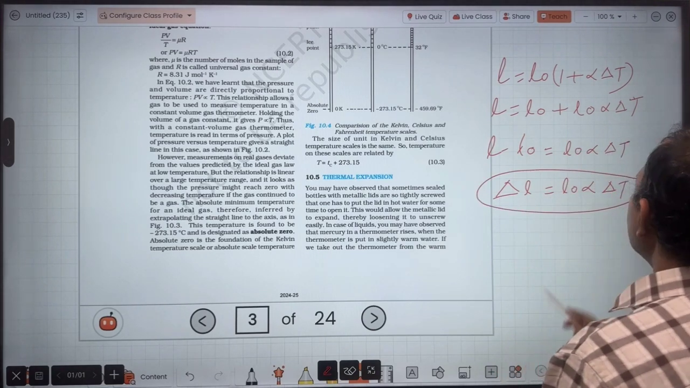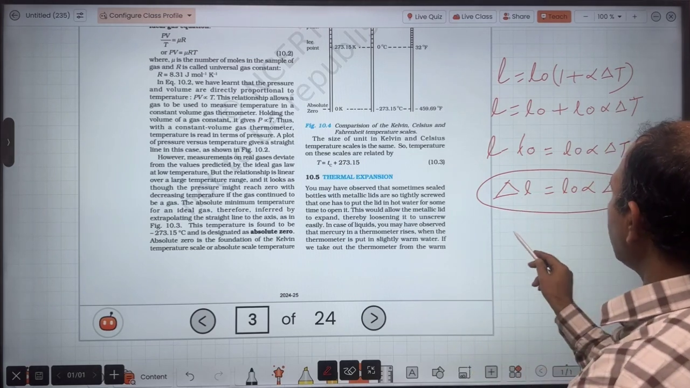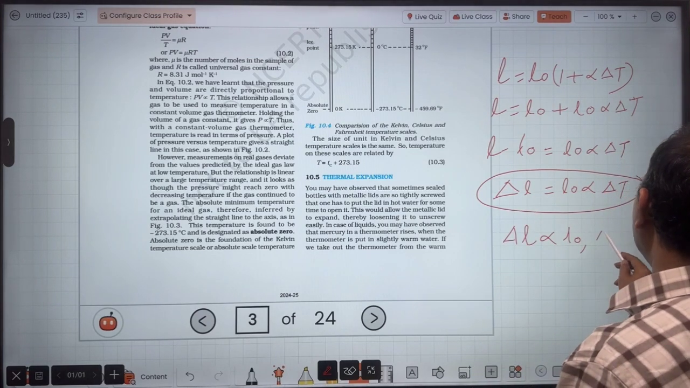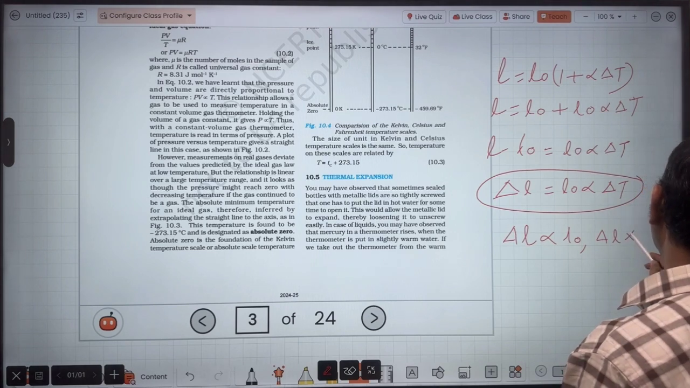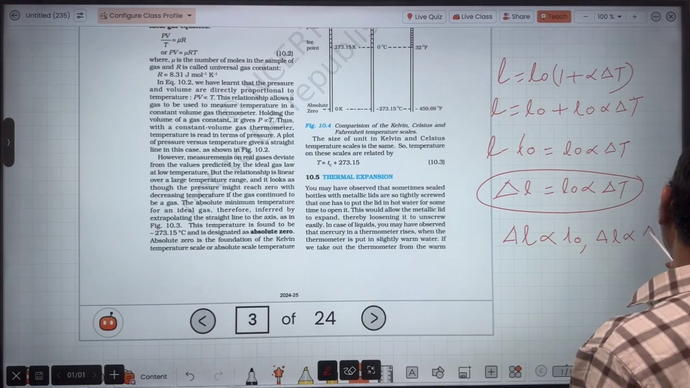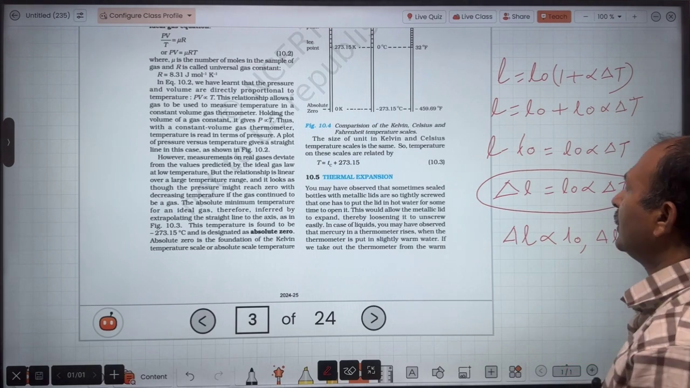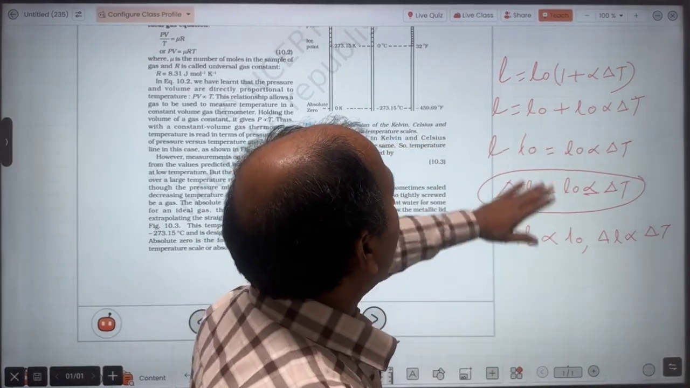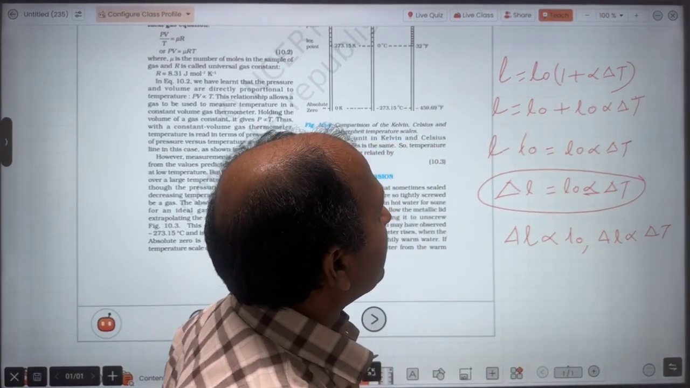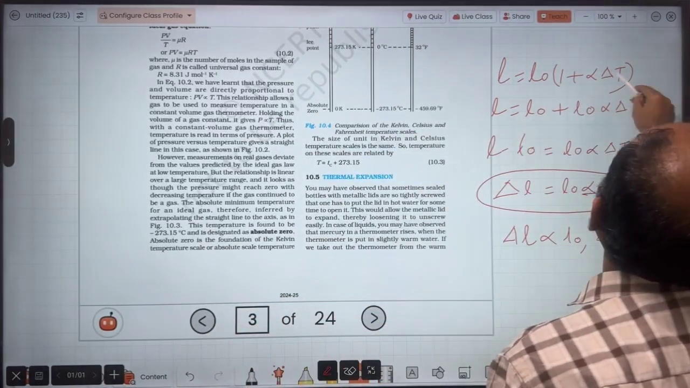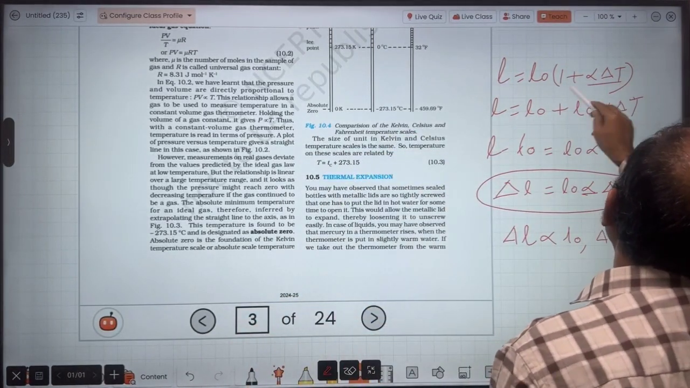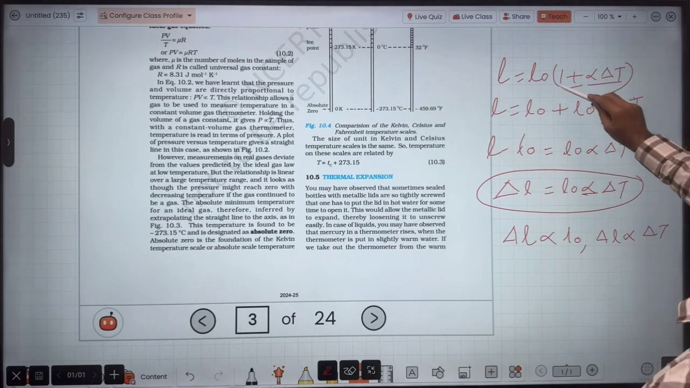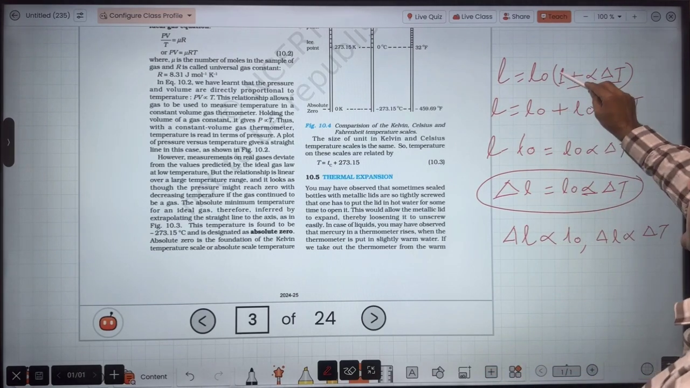So this is the basic relation. Here we can say proportionality like this: delta L proportional to L0, delta L proportional to delta T, right? And here alpha is temperature coefficient. Now what is that and what is its unit? See, if you consider the principle of homogeneity, every term must have same unit. Here one has no unit.